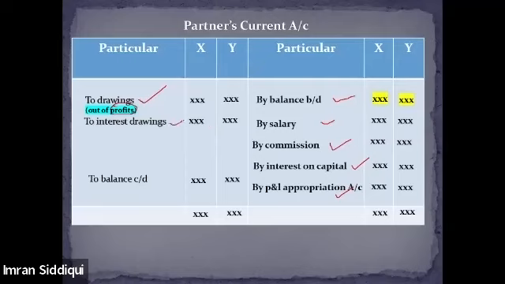Now, when it comes to the recording of the interest on drawing, it will be recorded in the partner's current account only, whether the drawing has been made out of profit or capital. That is not important at all. Interest on drawing will always be recorded in the partner's current account. Got it, everyone? I hope this point is clear, everybody. The format of the current and capital account is clear, everyone.